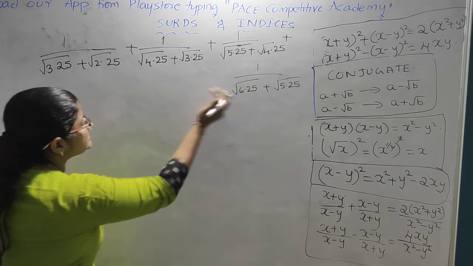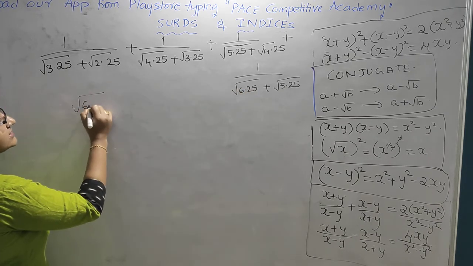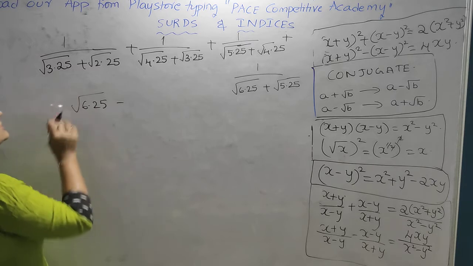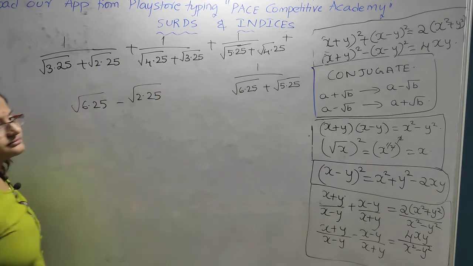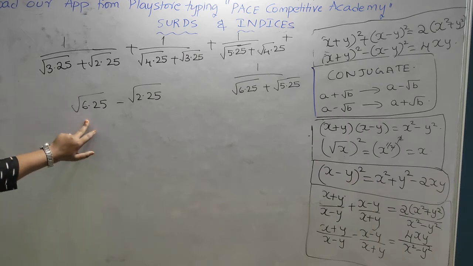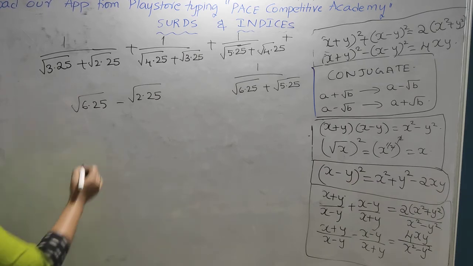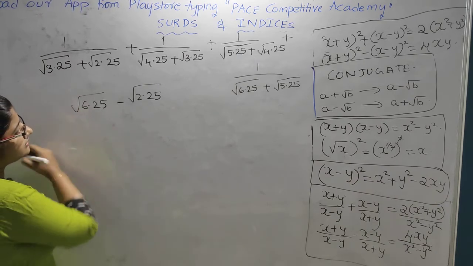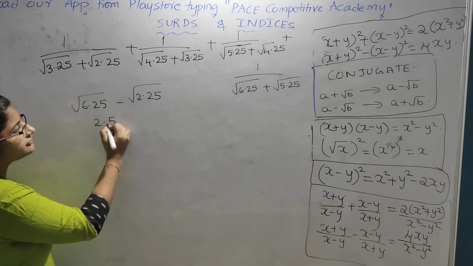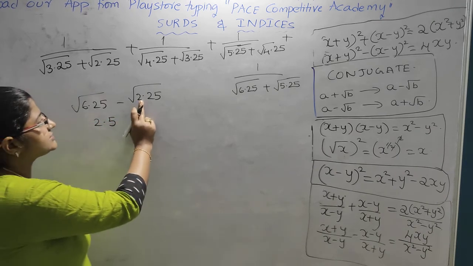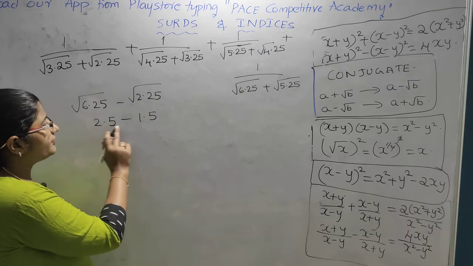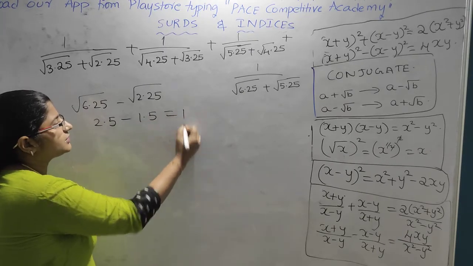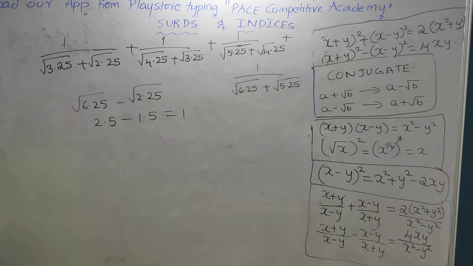The highest term from the last term, which is root 6.25, minus the least term, square root of 2.25. Square root of 6.25 is nothing but 2.5. Similarly, square root of 2.25 is nothing but 1.5. So 2.5 minus 1.5 is equal to 1. So 1 is the right answer.